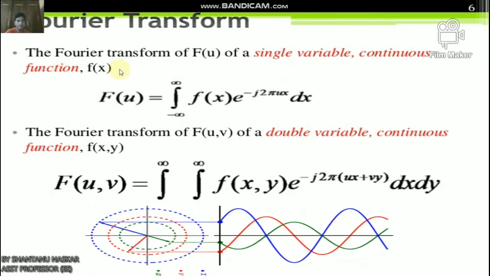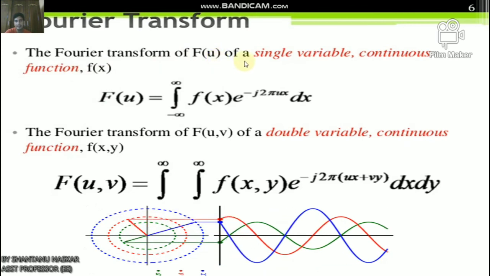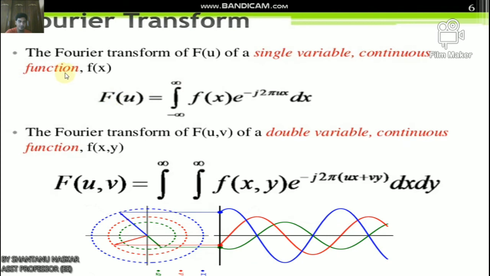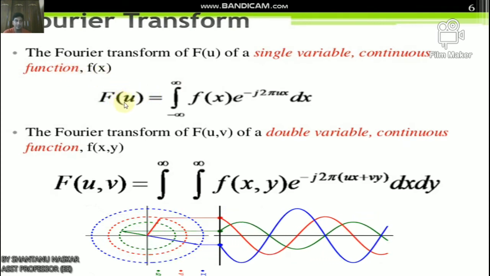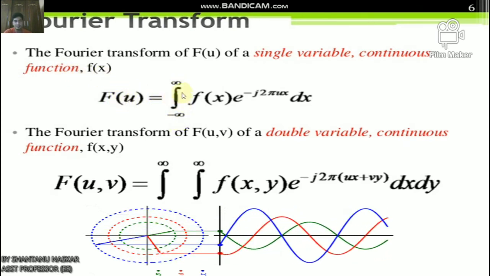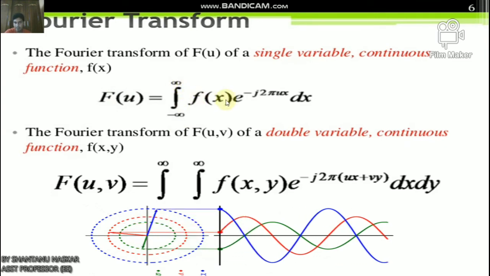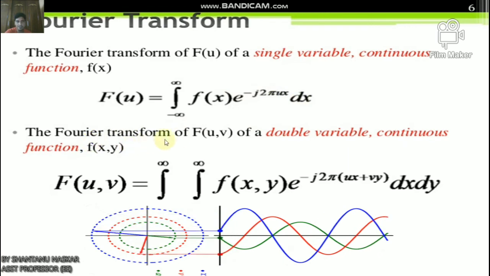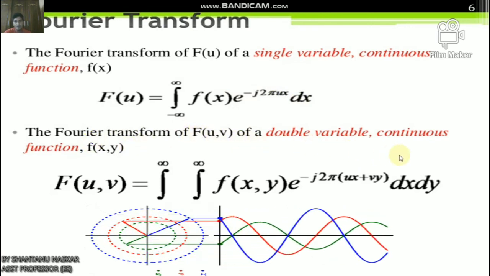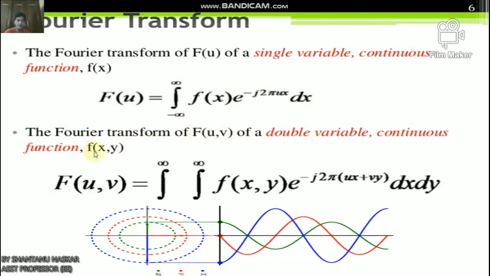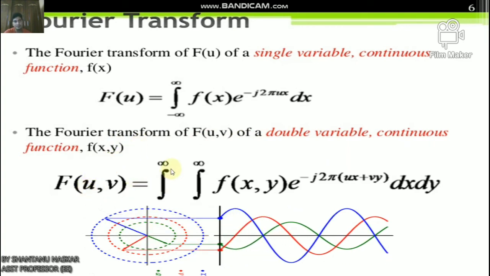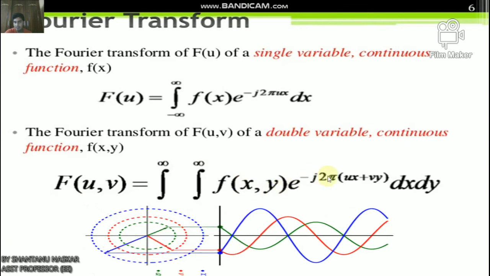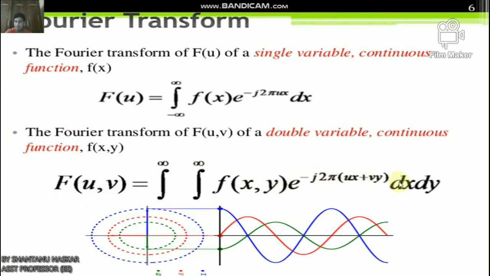Now the Fourier transform of a single variable continuous function f(x). F(u) equals the integral from minus infinity to plus infinity of f(x) e to the power minus j 2 pi u x dx. And the Fourier transform of a double variable continuous function f(x,y): F(u,v) equals the double integral of f(x,y) e to the power minus j 2 pi (u x plus v y) dx dy.